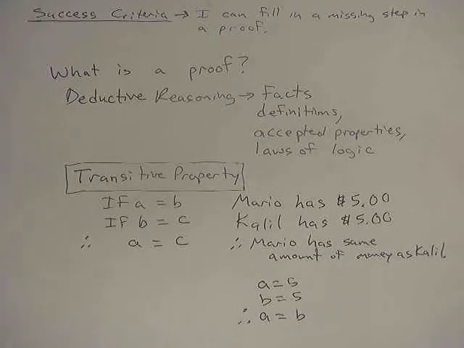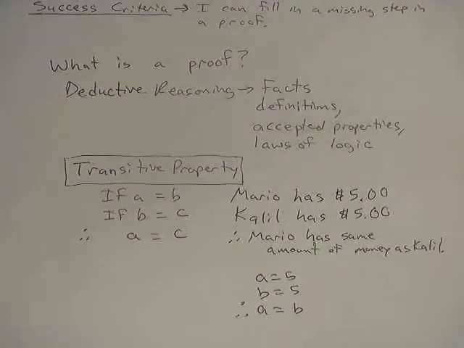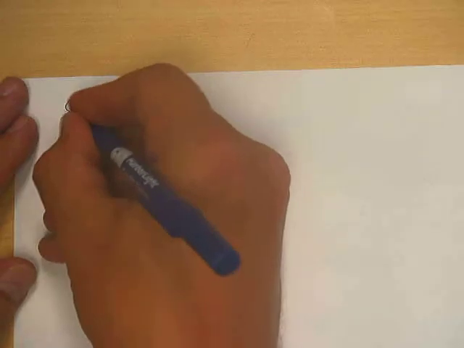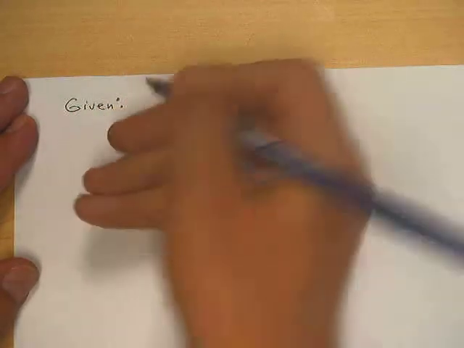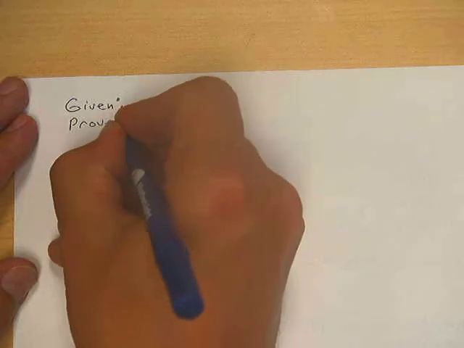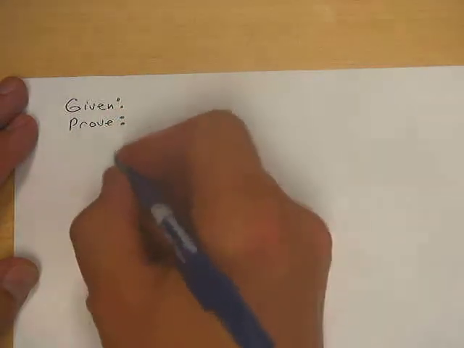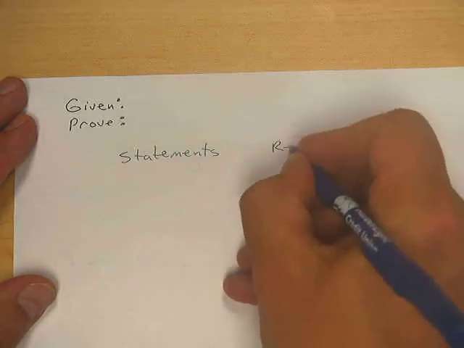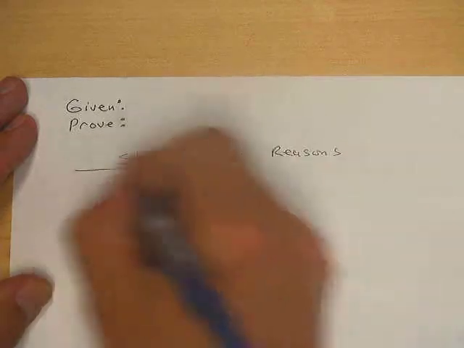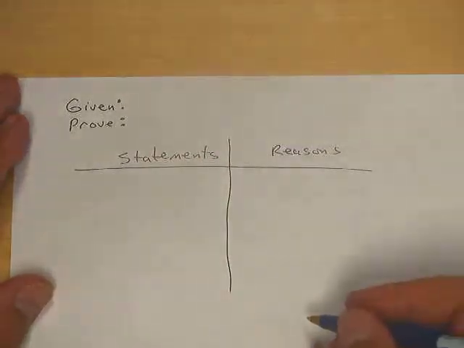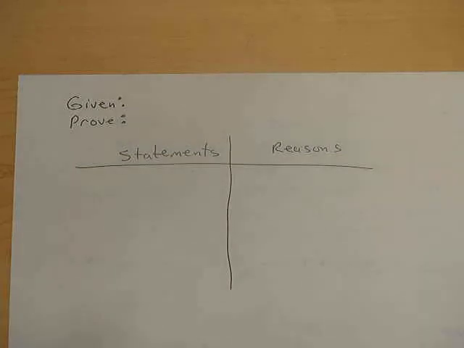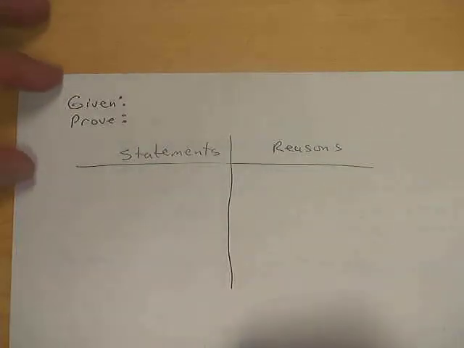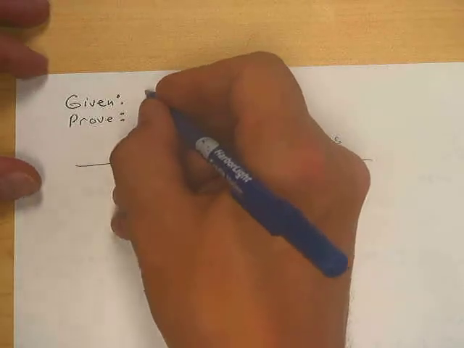Okay, so let's talk about a specific proof example, and I'd like you to be writing all this out, of course, right? So let's start a proof. Proof always starts with a given and something you're trying to prove. And underneath there are things called statements and reasons. Because there's got to be a reason for every statement. Everything is factual. It's all deductive, right?